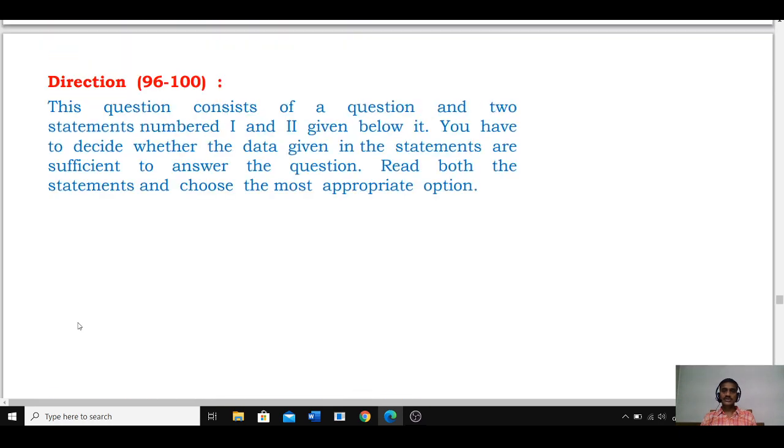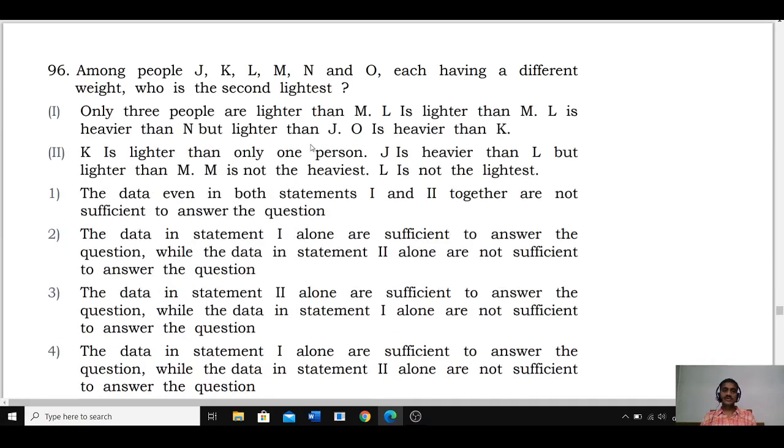Then coming to 96 to 100, they are based on data sufficiency. Two statement data sufficiency. Now here among the people, 6 people, each having different weight. Who is the second lightest?